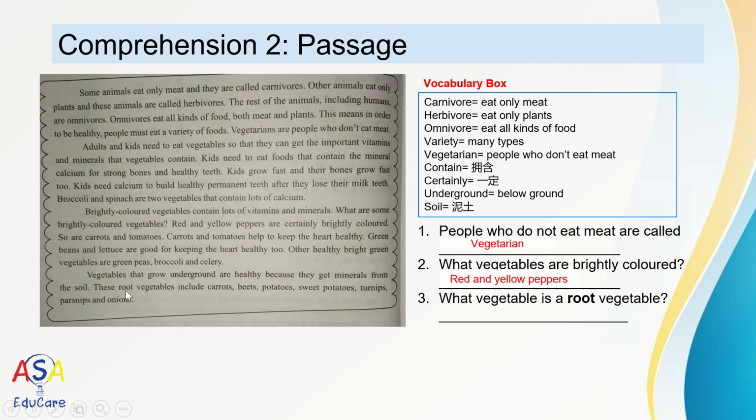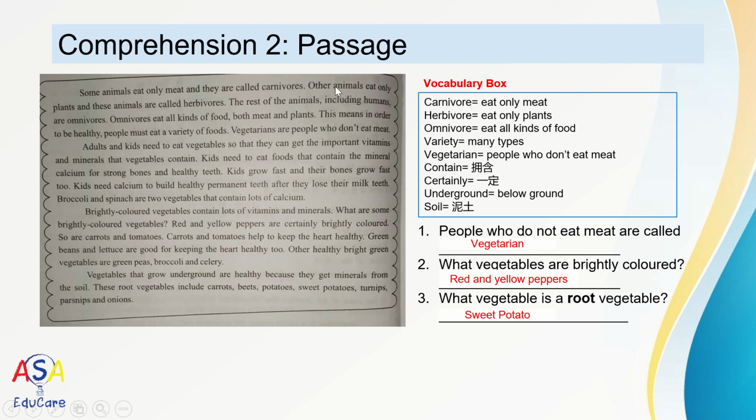Root. Here you go. So root vegetables, these are the answers. Okay? Pretty simple questions. Let's go through the vocabulary first. So carnivores 是肉食, okay? Those who only eat meat. Herbivores 是草食, omnivores 是杂食. All this, if you don't know, you can find it actually inside.